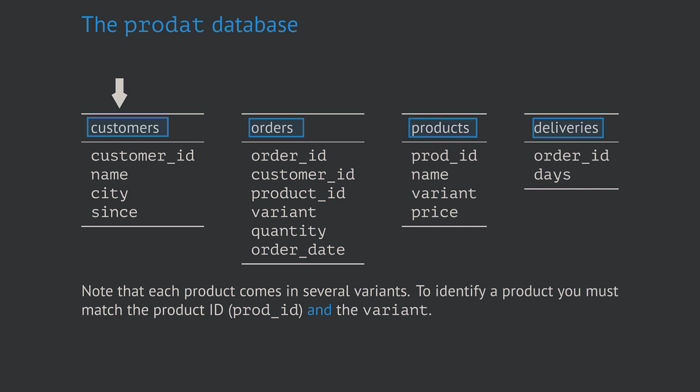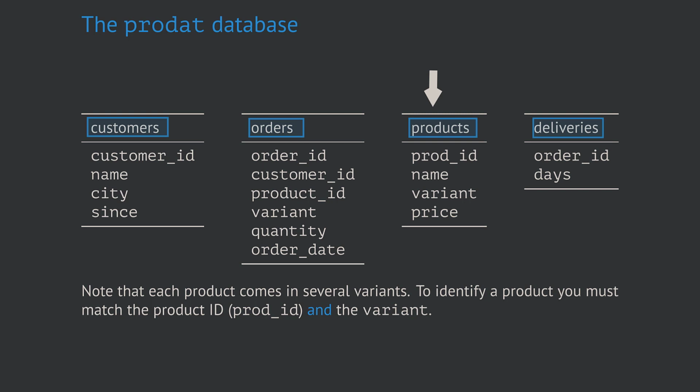The customers table stores information about the customers of the web shop. One dataset representing a customer consists of a customer ID, the name of the customer, the city where the customer lives, and since when the customer is a customer of the web shop. We skip the table orders for a moment and look at the table products.